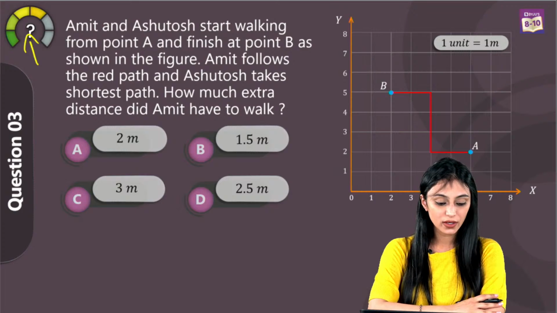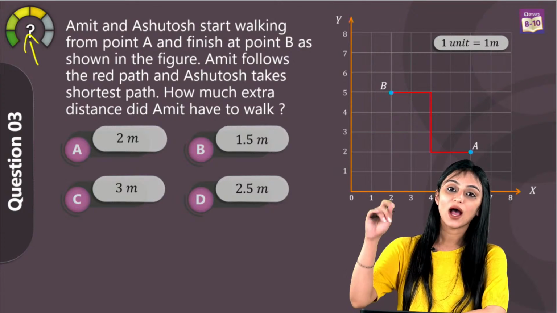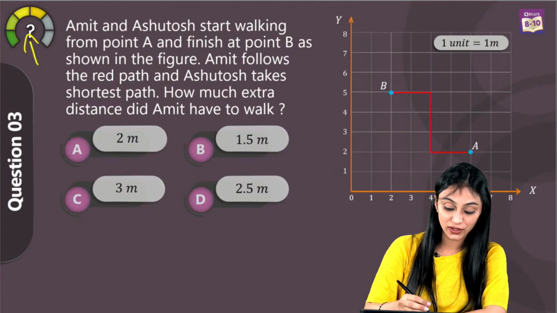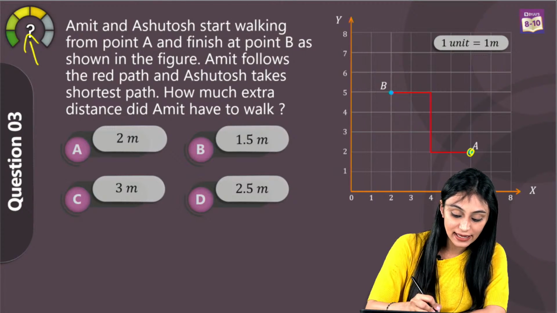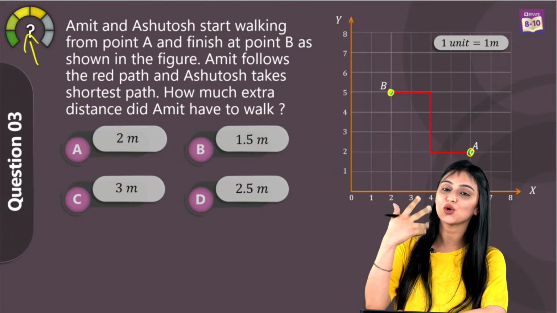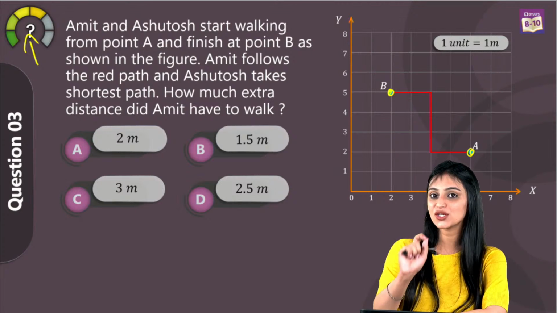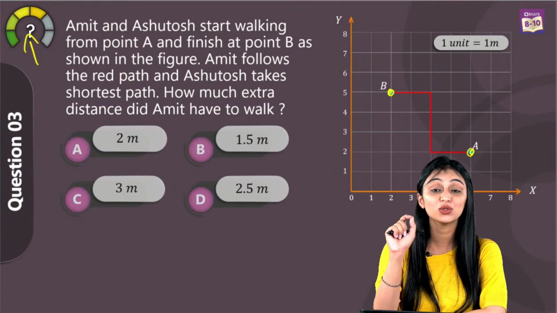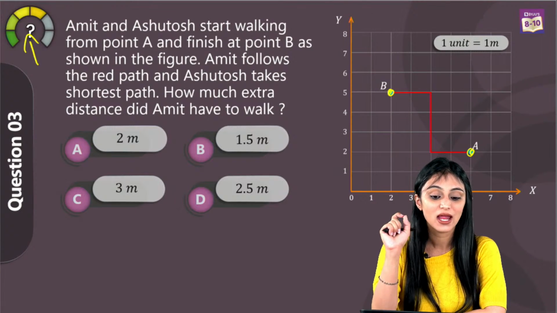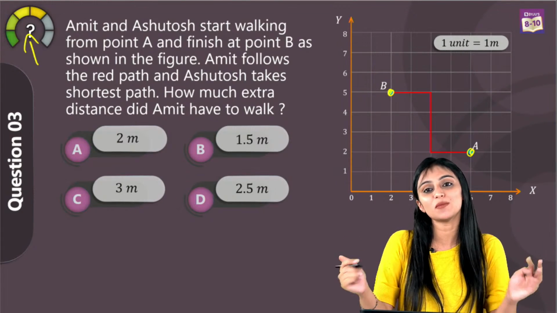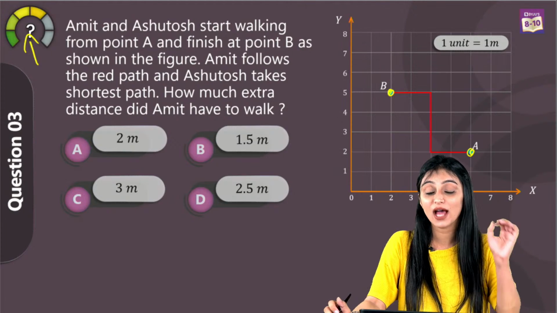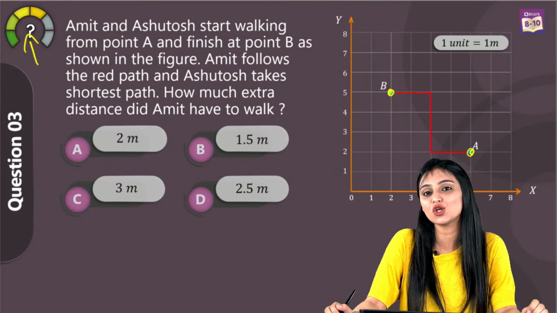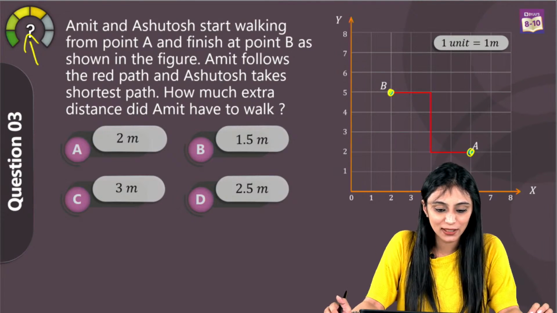Alright, so here, what we can see is Amit is following the red path over here and he starts from point A and ends at point B. Ashutosh also starts from point A and finishes at point B. But Ashutosh is following the shortest path. Now I want you to answer me, which is the shortest path over here? Which path is Ashutosh going to take? What is the shortest path in this figure? Quickly tell me.